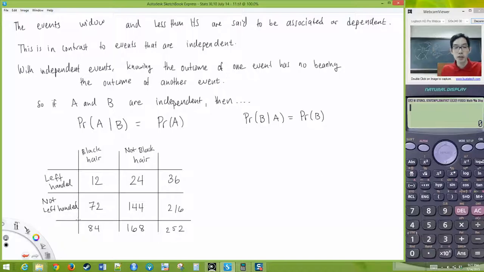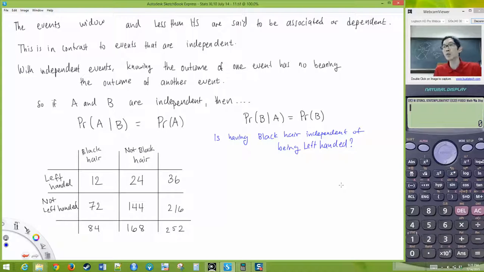So, I can ask you a question such as, is having black hair independent of being left-handed? Before we even look at the numbers, what do you think the answer is? To be independent means knowing the outcome of one thing tells us nothing about the other. So if we know that someone has black hair, does that increase or decrease or have no effect on someone being left-handed? What do you guys think?